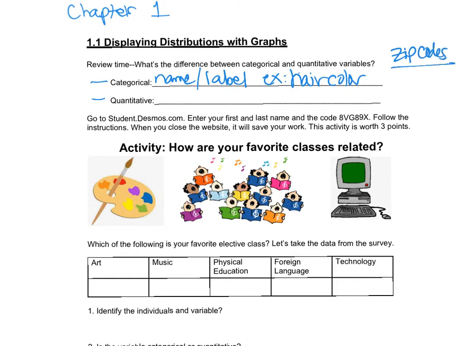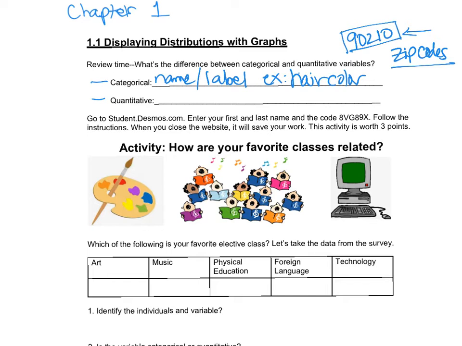a unit of measure. It doesn't measure something. So if I said my zip code was 90210, which is Beverly Hills, I don't live there, obviously, I'm a teacher, but that would not be measuring something. I would be in a category and I would be living in that city for that number.